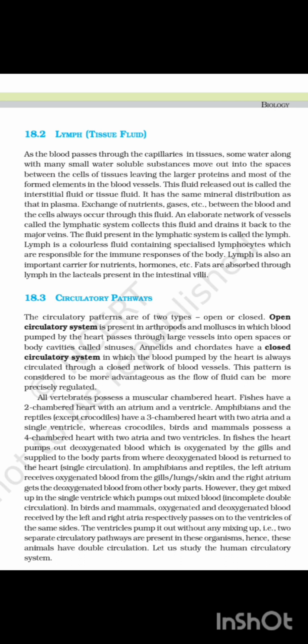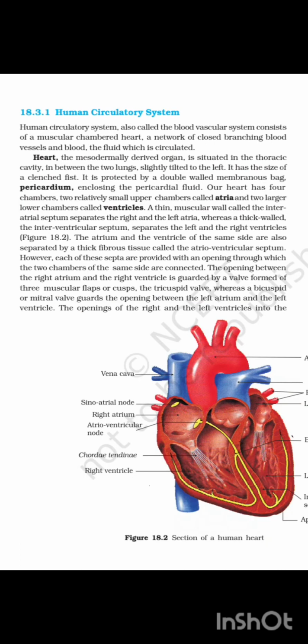In birds and mammals, oxygenated and deoxygenated blood received by the left and right atria respectively passes on to the ventricles of the same side. The ventricles pump it out without any mixing up. Two separate circulatory pathways are present in these organisms, hence these animals have double circulation. Let us study the human circulatory system.